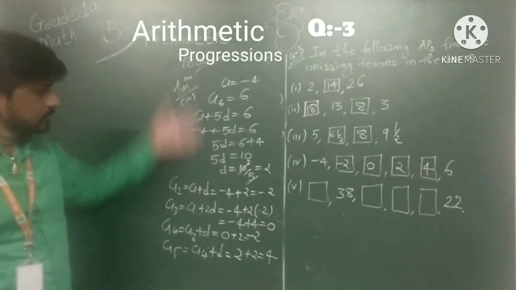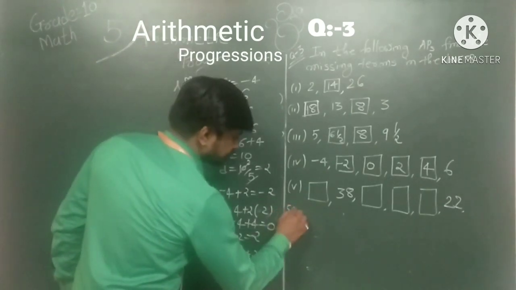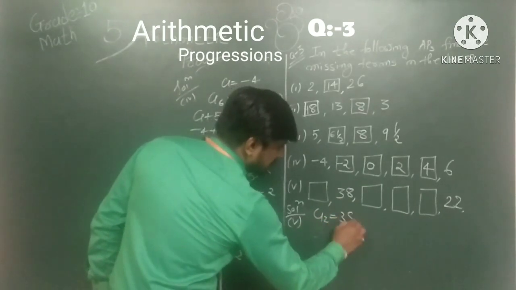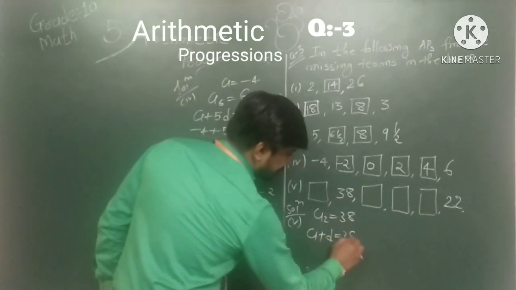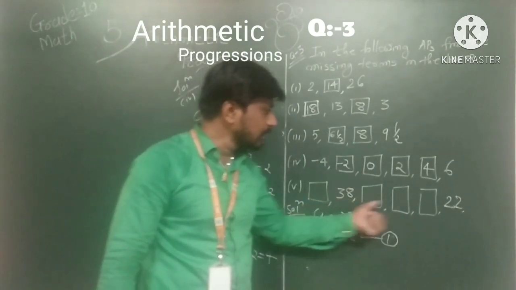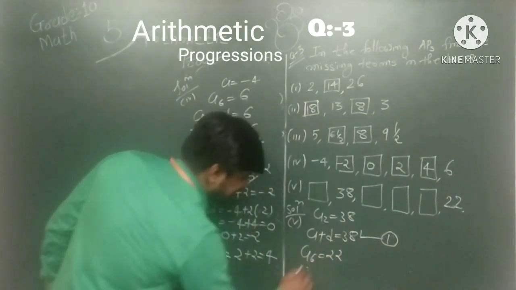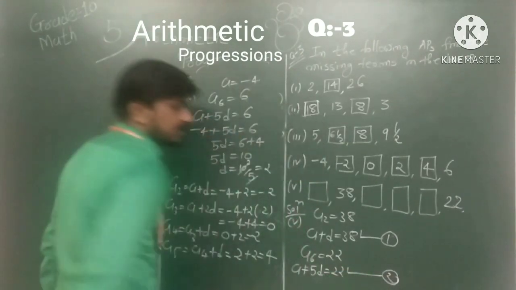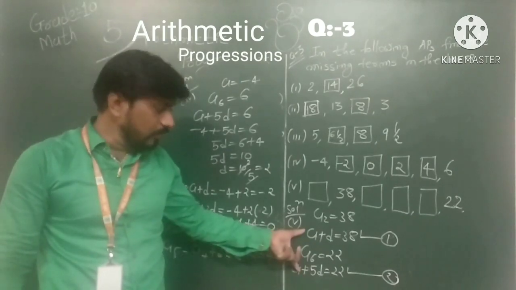Okay? Okay, now look. Example 5. Here, look, A2 is equal to 38. What is the formula of A2? A plus D is equal to 38. This is equation number 1. And here, first, second, third, fourth, fifth, sixth, A6 is equal to 22. What is A6? A plus 5D is equal to 22. This is the second equation. Now you have to solve these two equations by elimination method, and you have the values of A and D.